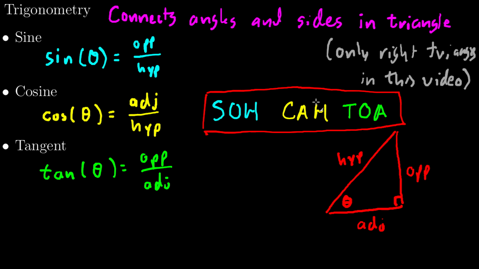I recommend write it down. Say it a bunch of times. Come back to it in an hour. Say it again. Come back to it tomorrow. Say it again. Write it down again. Make sure you have this down. Because if you can remember SOH CAH TOA, you can remember this.